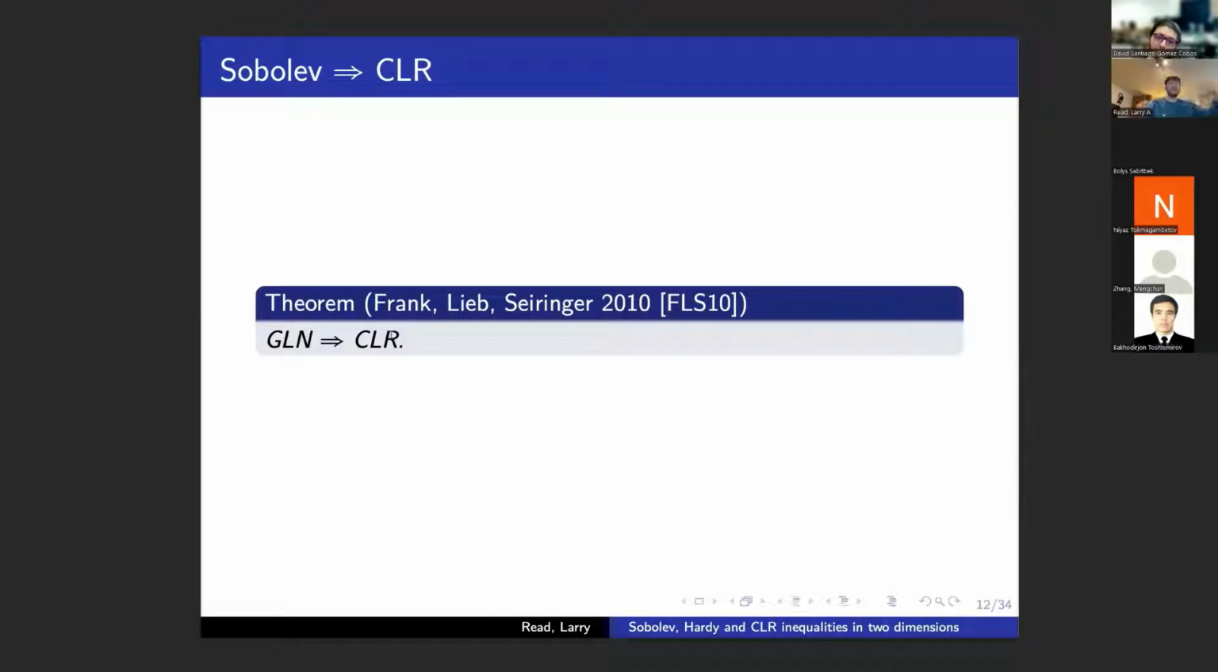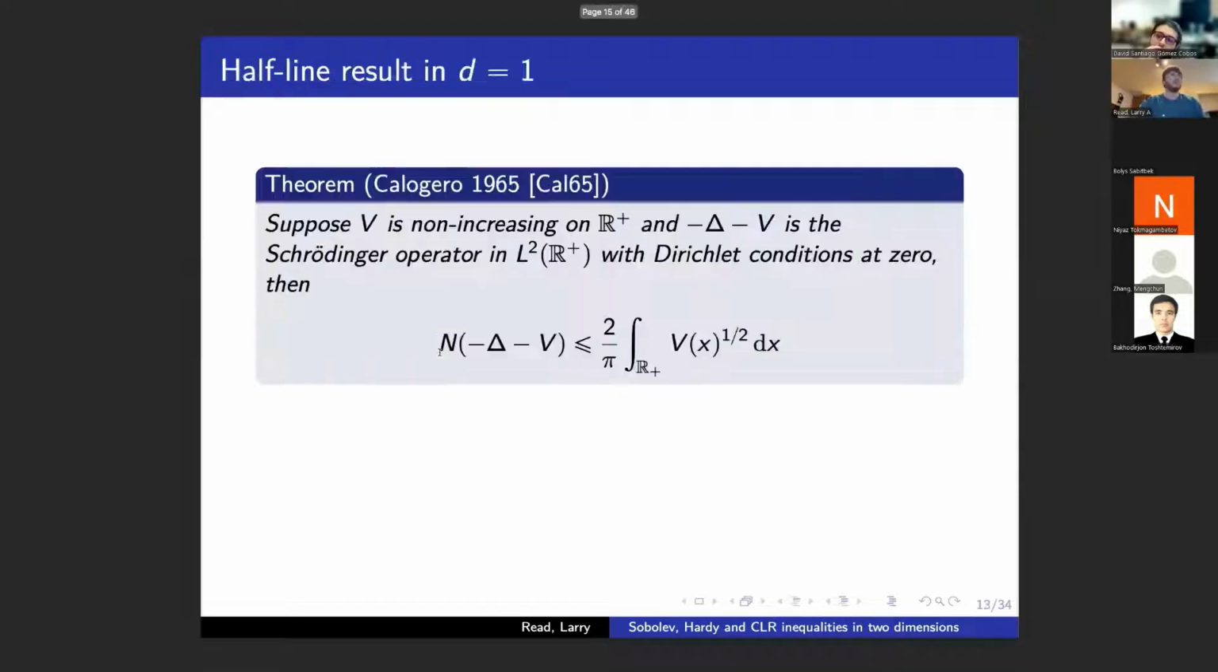So the opposite way around is also true, but of course this is in some weak sense where the constant isn't actually the same. Otherwise we would know the constant from the CLR inequality was equal to the Sobolev constant. And the way that they did this was using heat kernel methods that Yao discussed yesterday. So those are results in dimensions 3 and higher, but there are actually some alternatives in dimensions 1 and 2, for Sobolev and Hardy inequalities.